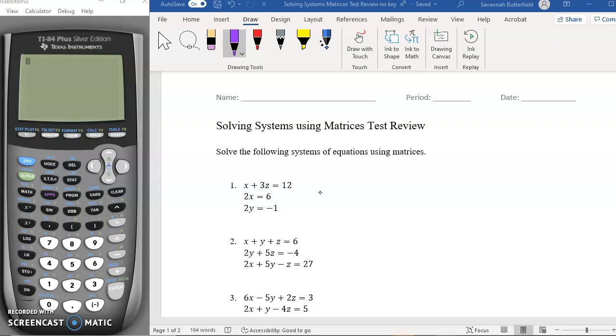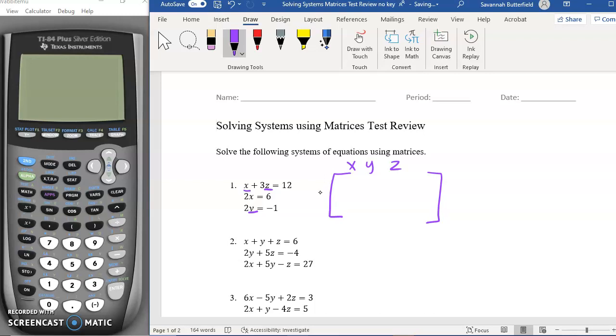Looking at number 1, I notice I have an x variable, a y variable, and a z variable. Even though I don't have x, y, and z in every single equation, I am still going to have a column for each in my matrix. I'm going to have an x column, a y column, a z column, and then lastly one for our solution. So we're going to have 3 rows because we have 1, 2, 3 equations.